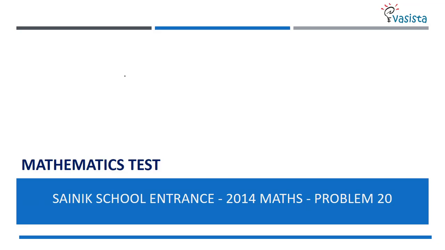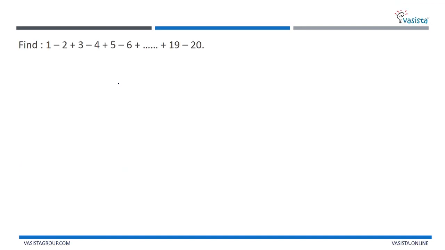Fine, let us start solving problem number 20. Right here, let us check this. Find the value of this: 1 minus 2 plus 3 minus 4 plus 5 minus 6 plus, they have given it continuing like this till 20, plus 19 minus 20.